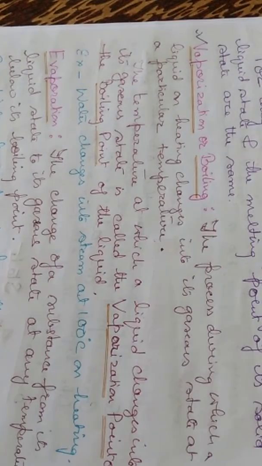Vaporization or boiling is the process in which the liquid on heating changes into its gaseous state at a particular temperature. And this particular temperature is known as boiling point or vaporization point. For example, water changes into steam at 100 degrees centigrade on heating.